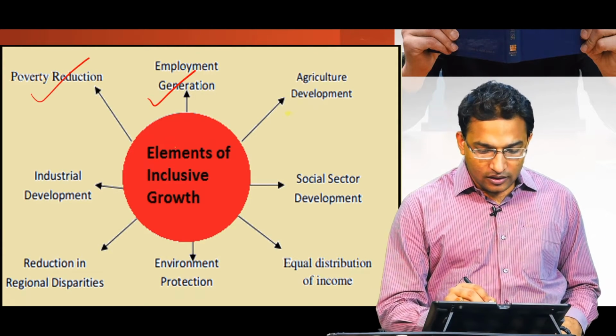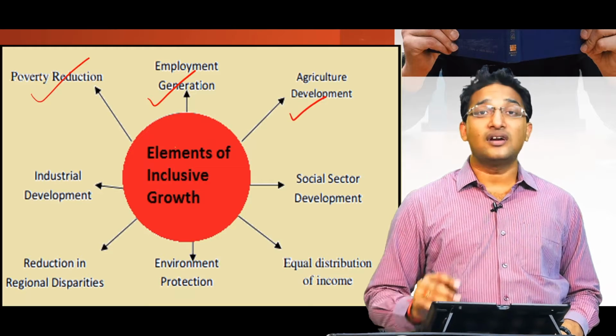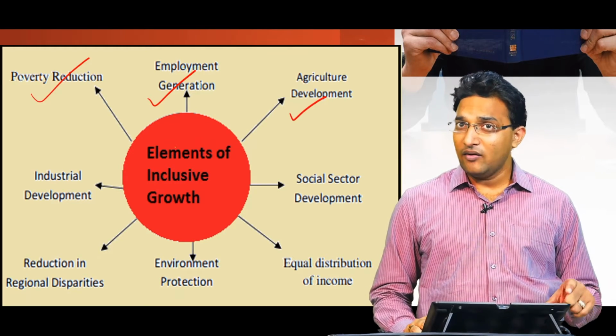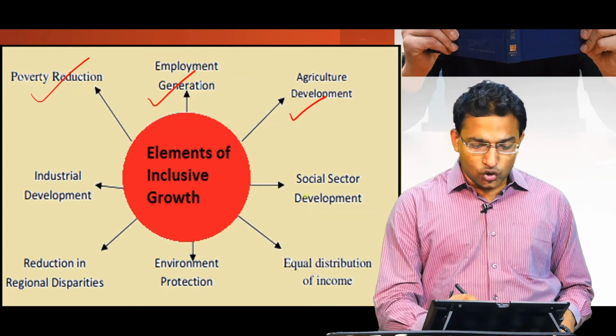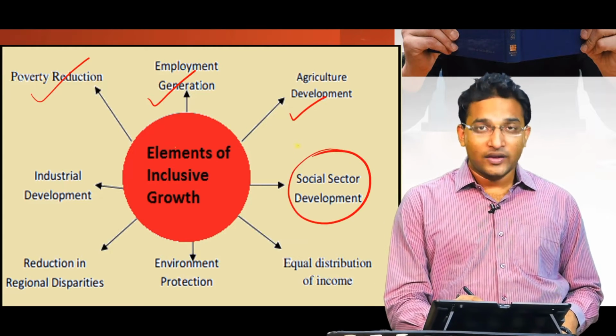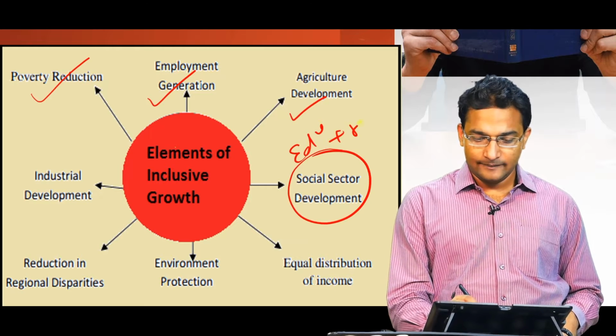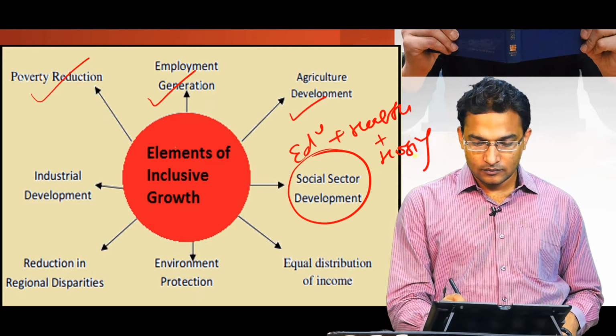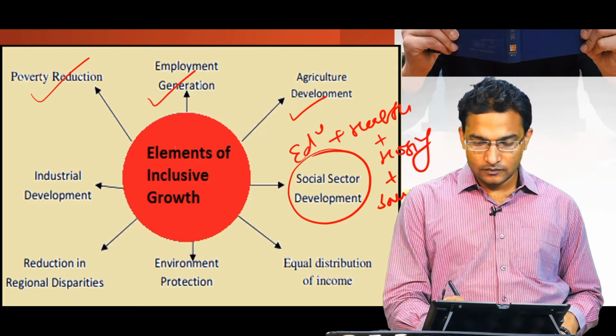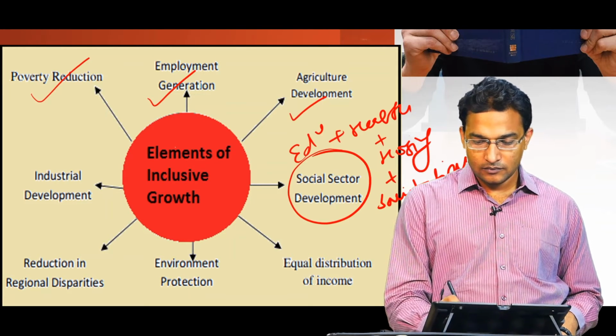We have good agricultural development. When we have good agricultural development, inclusive growth is happening. Social sector basically means education, health, housing, sanitation, etc.